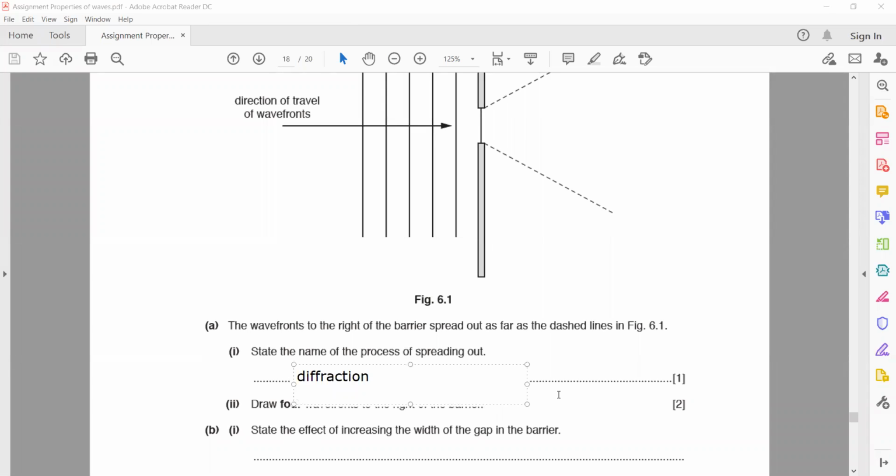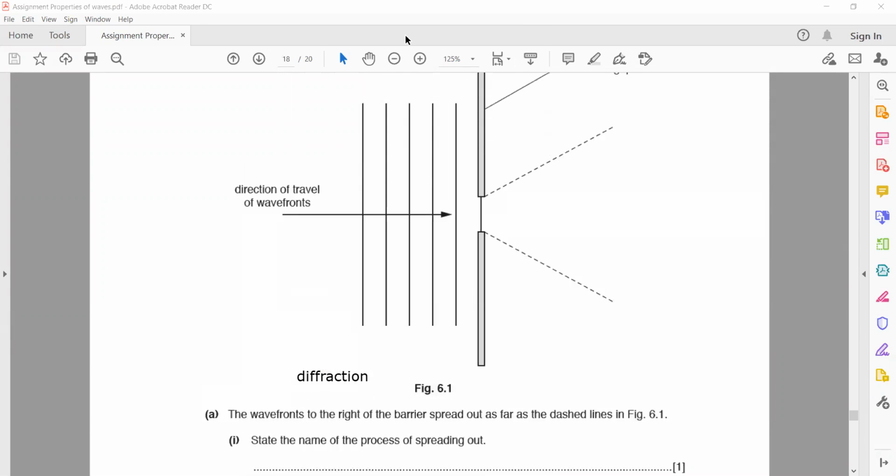Then you have to draw 4 wavefronts to the right. But keep in mind, as you can see, you compare the gap size with the wavelength. Here the wavelength is smaller and the gap size is larger. So it shows that there will be a diffraction, but a small diffraction. And they already give you a hint that the dashed or dotted line is representing the diffraction part only. So how will you represent this?